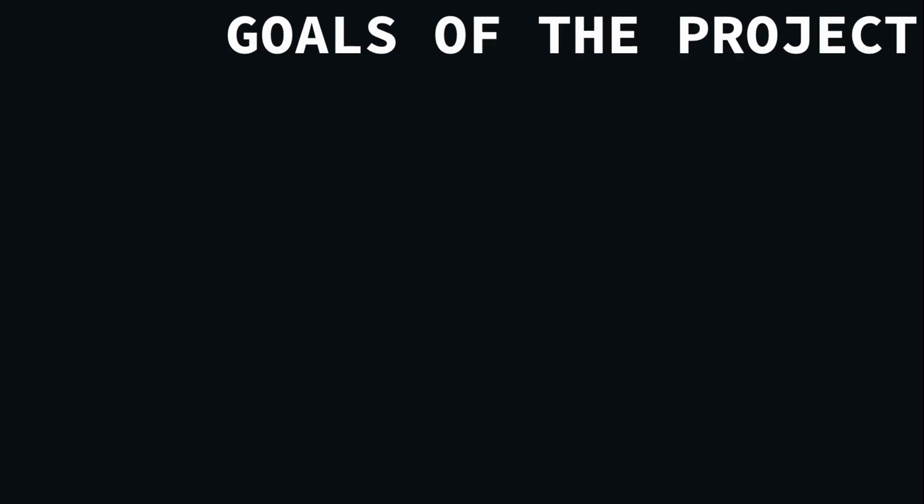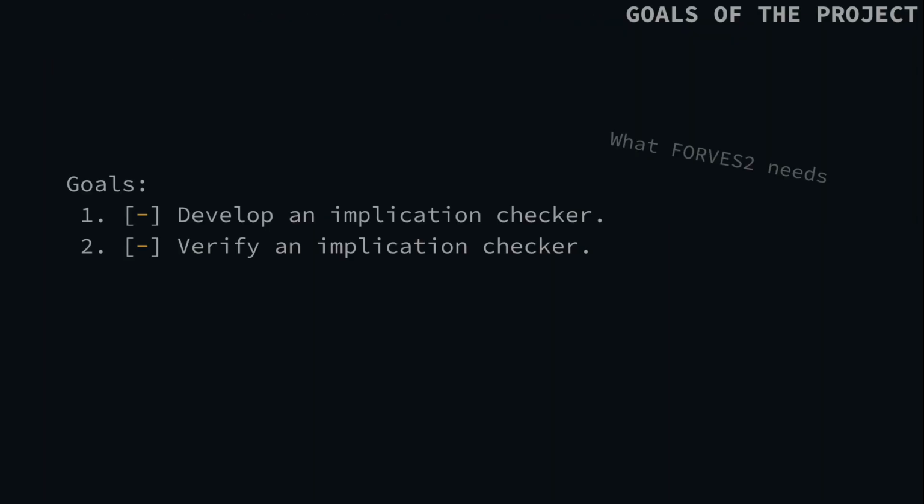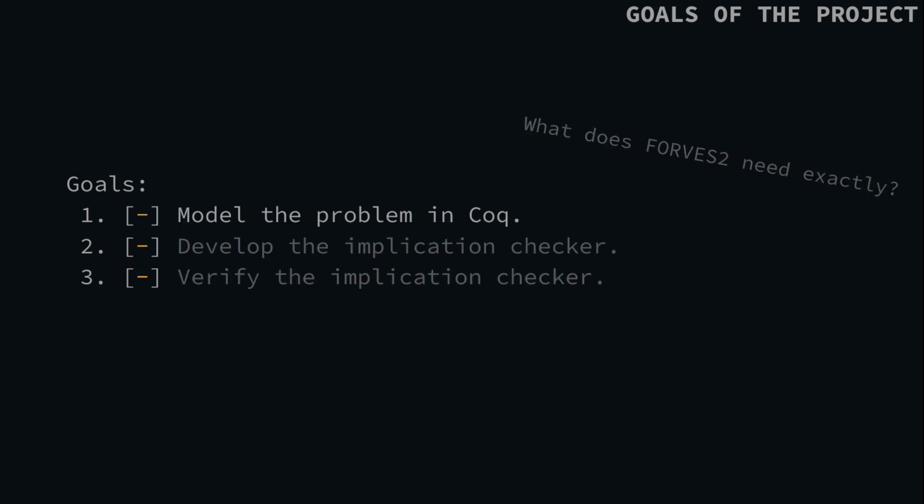The goals of the project were to develop and verify an implication checker, and do so modeling it in Coq so that it could be used from within the Forbes project. But what is an implication checker and what problems is it trying to solve?